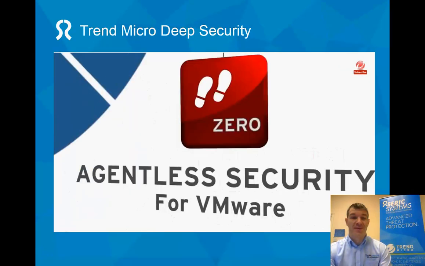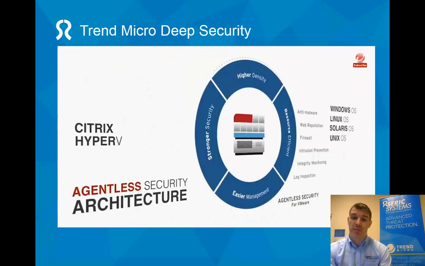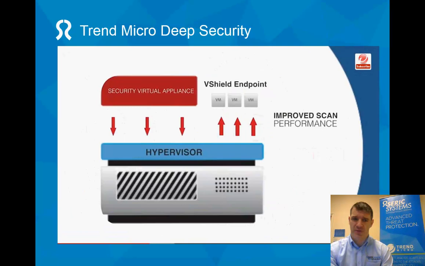So getting back to VMware, it's going to give you all that functionality, and it does it with this zero footprint agentless security for VMware. They also have products that can work for Citrix and Hyper-V, and all those operating systems as well, Windows, Linux, Solaris, Unix. It's the same product, the same way of managing it, no matter what it is, if it's an end device, if it's a server, if it's physical, if it's virtual.